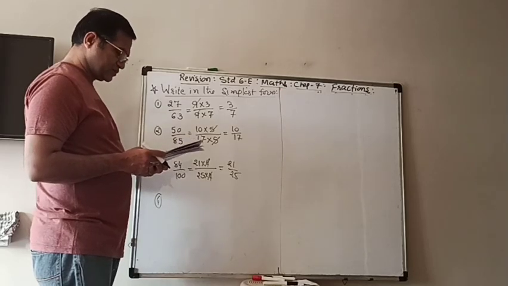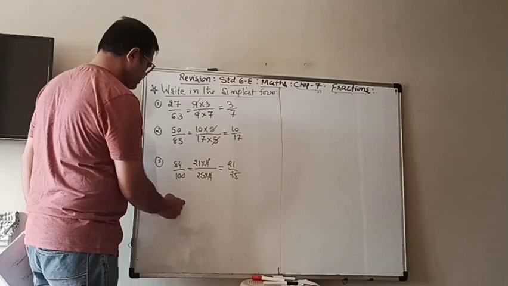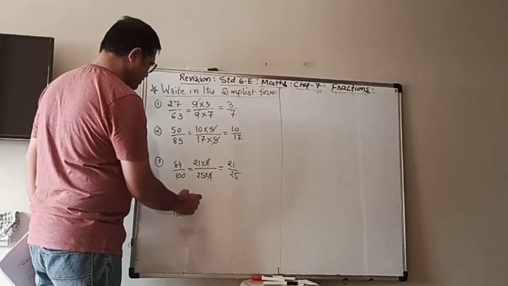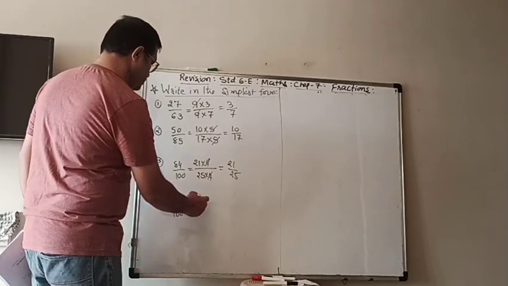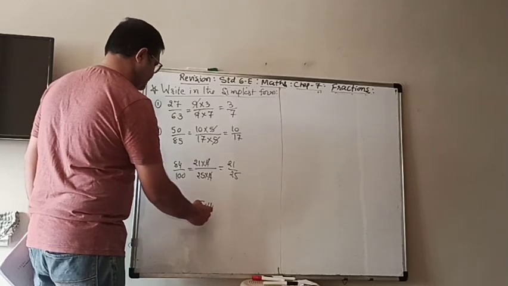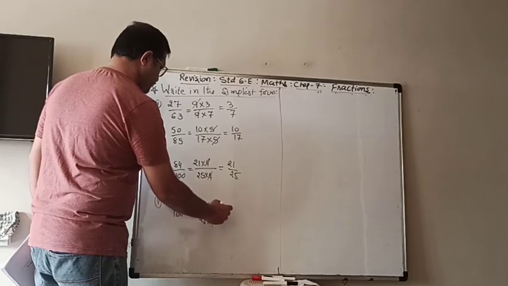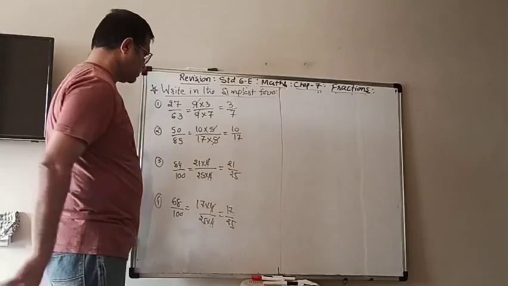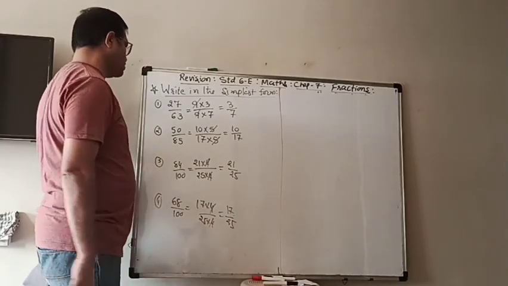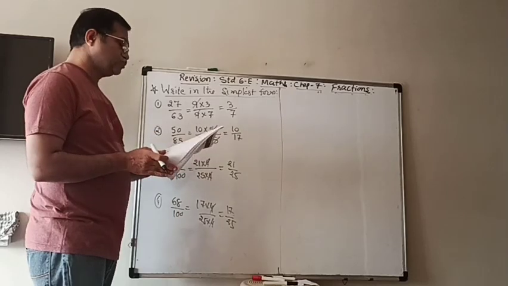Fifth one is 68 upon 100. 68, 17 4s are 68, 25 4s are 100. 4 cancelled. Now 17 does not have any factors. So your answer is 17 upon 25.